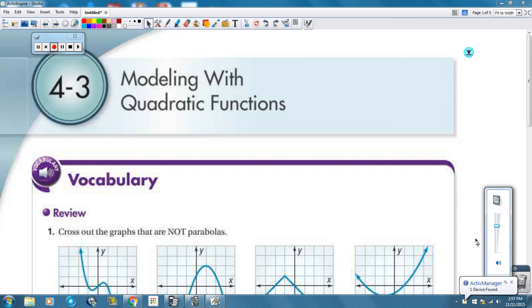Hello everyone, we're going to go ahead and get started with this video. I just want to make sure the sound was up. So let's get started. So this particular lesson is modeling with quadratic functions.